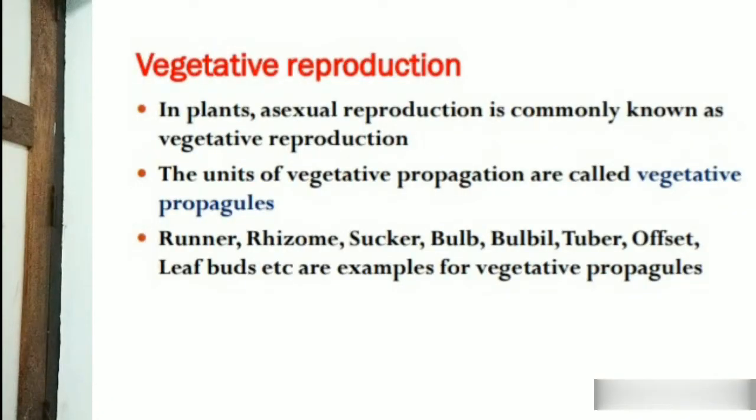In the previous class, we discussed asexual reproduction in animals. And today, we are going to discuss asexual reproduction in plants. In plants, asexual reproduction is commonly called vegetative reproduction or vegetative propagation because the new plants are formed from the vegetative parts such as root, stem and leaves. And the parts which are used to propagate vegetatively are called vegetative propagules.